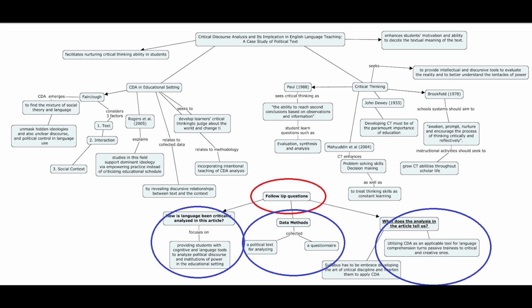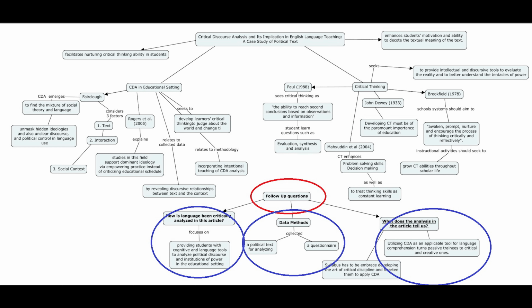As far as data method is concerned, the authors utilize a political text for analysis and a questionnaire. Obama's political speech as a text was delivered to students to analyze it. Before teaching critical discourse analysis techniques, students were asked to analyze this political text in accord with their interests. After teaching these principles, they analyzed the same text for the second time critically. Then they responded to a questionnaire that divulged the consequences of critical discourse analysis on males and females.